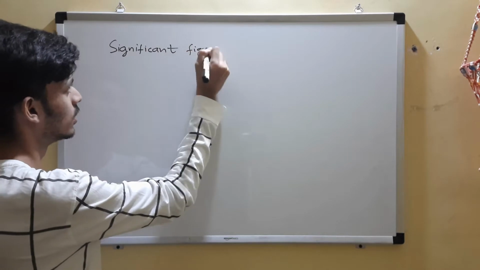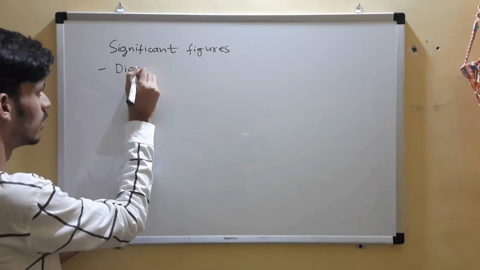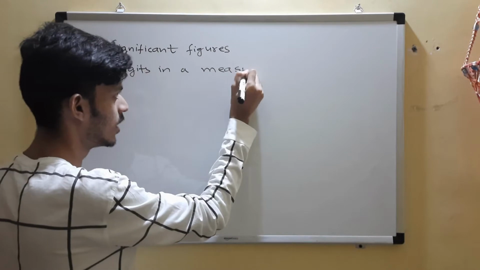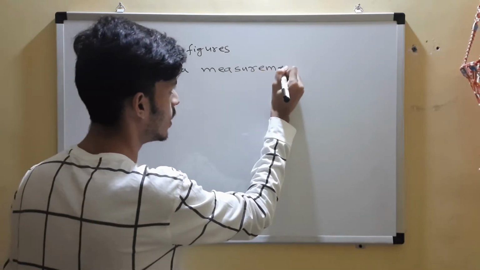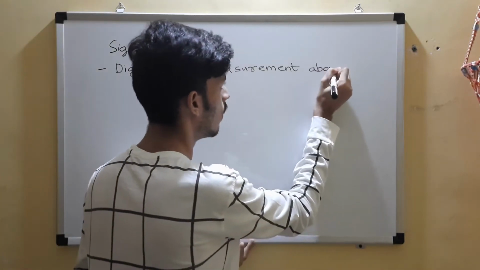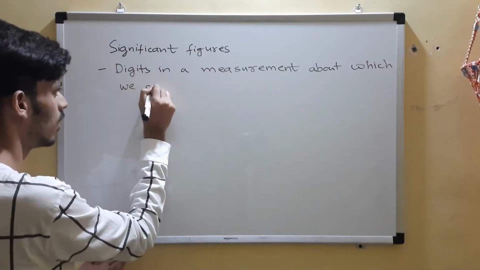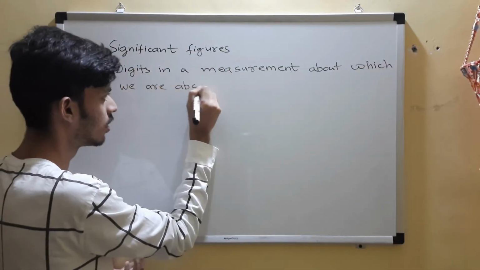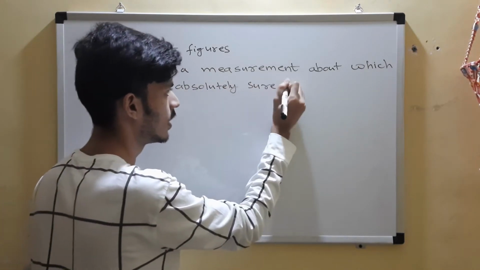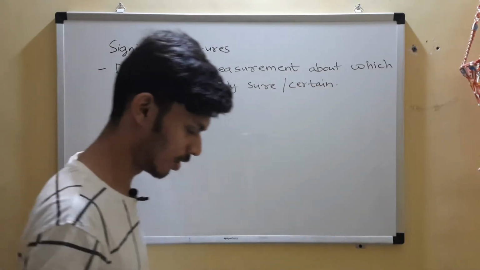Significant figures: digits in a measurement about which we are absolutely sure, or you can also say certain. Sure means sure. So you measure something and tell me a value, and I ask you for the length of this board.